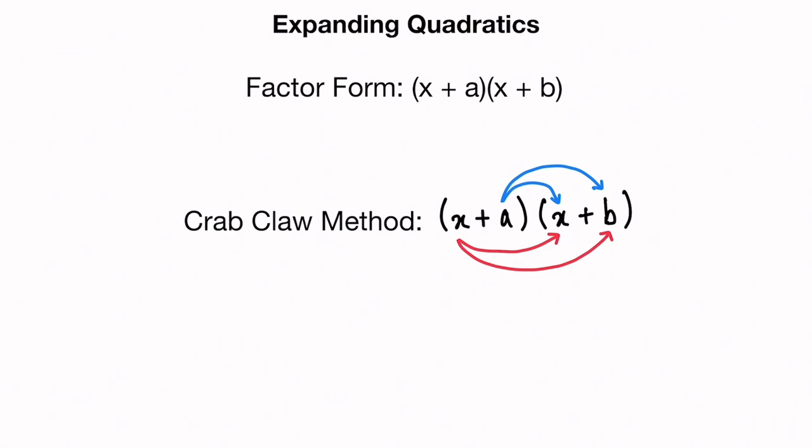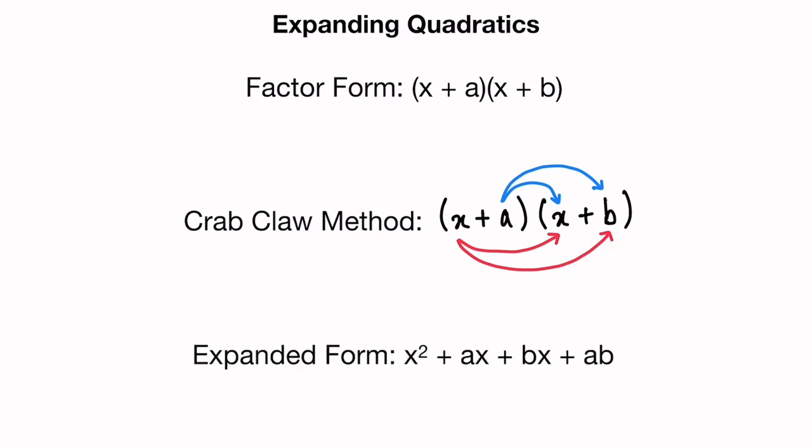You just want to multiply every term with every other term in the opposite bracket, okay? So let's take x here, for example. I'm going to multiply the x by the x in the other bracket and the b in the other bracket. And then I want to go into the a, and I want to multiply that by the x in the other bracket and the b in the other bracket. And you just add all the values together. That's what the expanded form looks like.